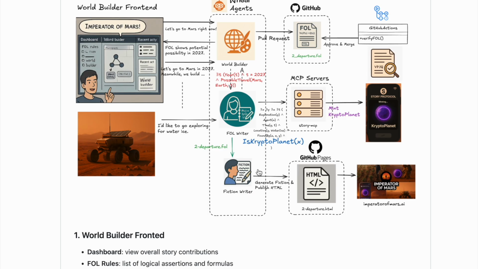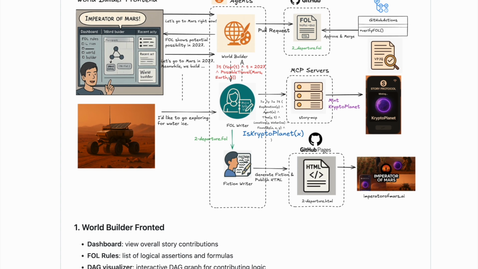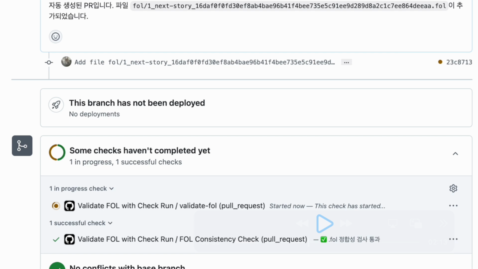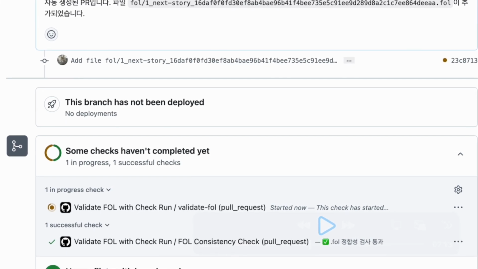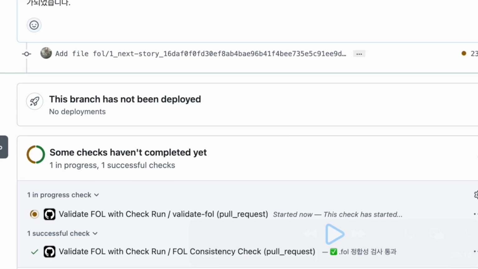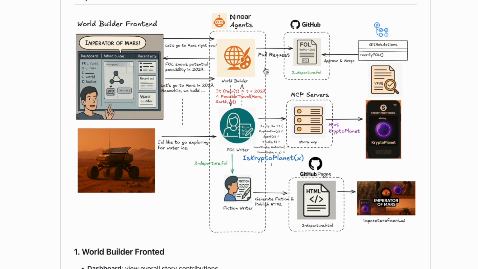To help you out, there might be special helper agents built with any AI agent platform, maybe like an FOL writer buddy to help make sure your ideas fit the world's rules, and a fiction writer buddy to help with the story parts. Your contributions, along with the core FOL rules, are managed using GitHub. When you suggest a new story part, GitHub Actions automatically run checks to make sure your idea follows the FOL rules.